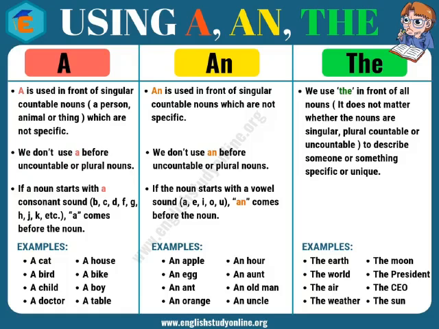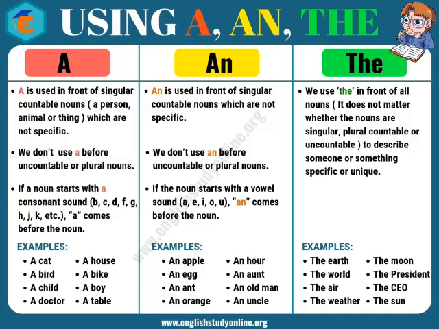A and an are indefinite articles. Let us first know the rules for the usage of an article a. Rule number 1. A is used in front of singular countable nouns which are not specific. For example, a bag. Rule 2. We don't use a before uncountable or plural nouns. For example, it would be wrong if we say a bat, a cheese.